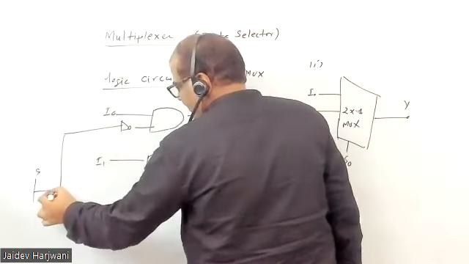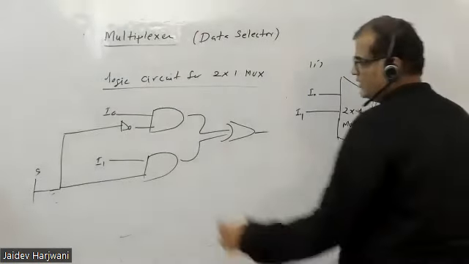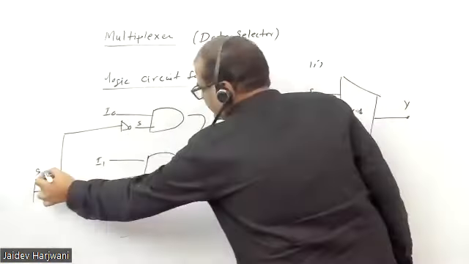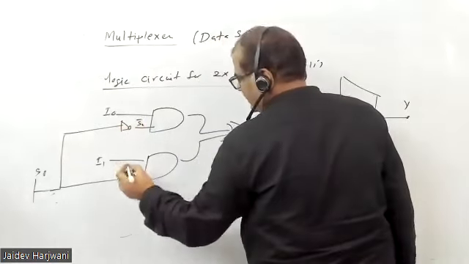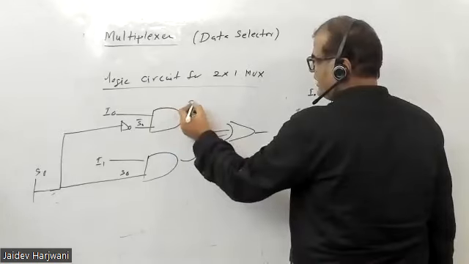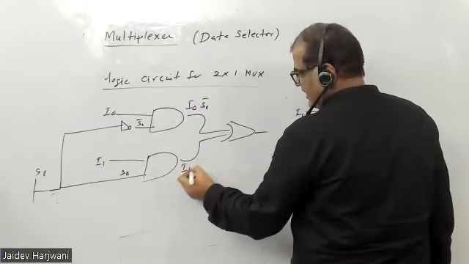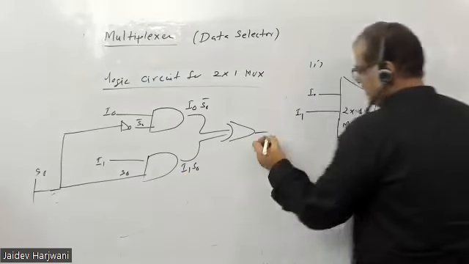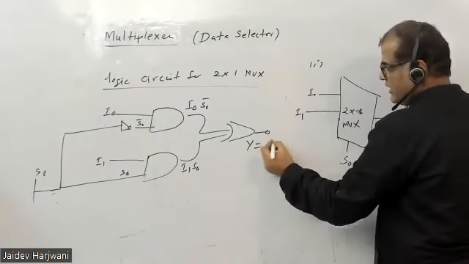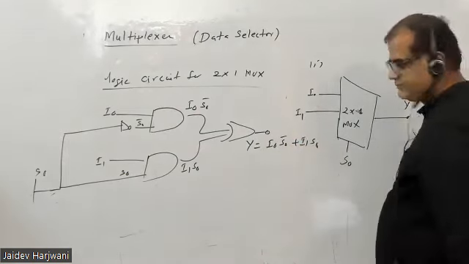Inversion of this will go here, and this S will go directly here. So here you are going S bar, or you say S0. The S0 is coming here, and here directly S0 is coming. So the output of this one will be I0 S0 bar, and the output of this one will be I1 S0, and the output Y will be I0 S0 bar plus I1 S0.